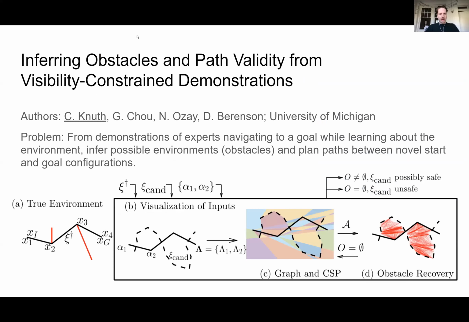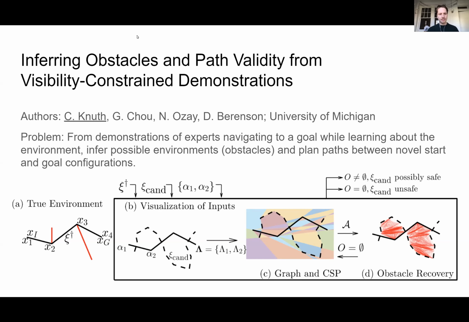Hi, everyone. I'm Craig. I'm going to be talking about our paper, Inferring Obstacles and Path Validity from Visibility-Constrained Demonstrations. In this problem, we're looking at a demonstration from an expert who is navigating to a goal while also learning about the environment. We want to infer possible environments and plan possibly safe paths in that environment.